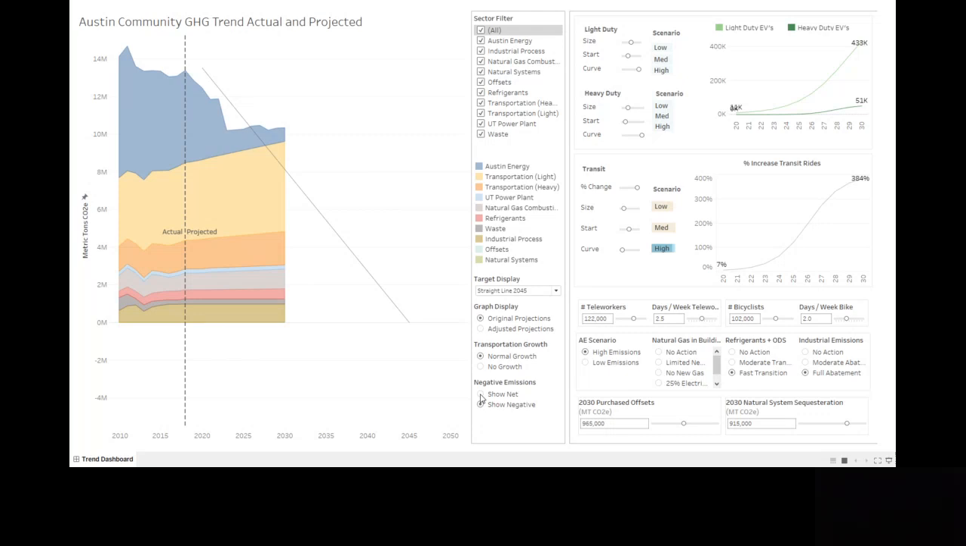The third radio button is how to display negative emissions. There's really 2 ways to display them. So we want to be in adjusted projections if we want to see items on the right side of the graph. We can either show negative emissions below the 0 line and then positive emissions above the 0 line, or we can sum those both together. So we'll essentially apply the negative emissions to the positive emissions to see what the net emissions would be. And that's what this show net option does. It'll take whatever's negative at the time in either natural system sequestration or offsets, and then apply it to the positive side.